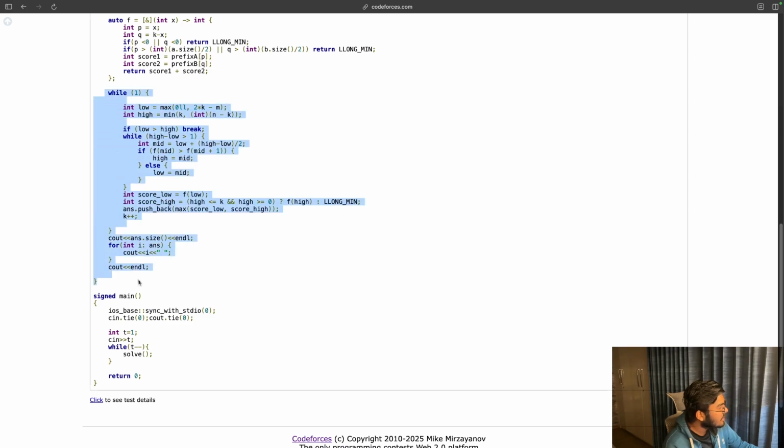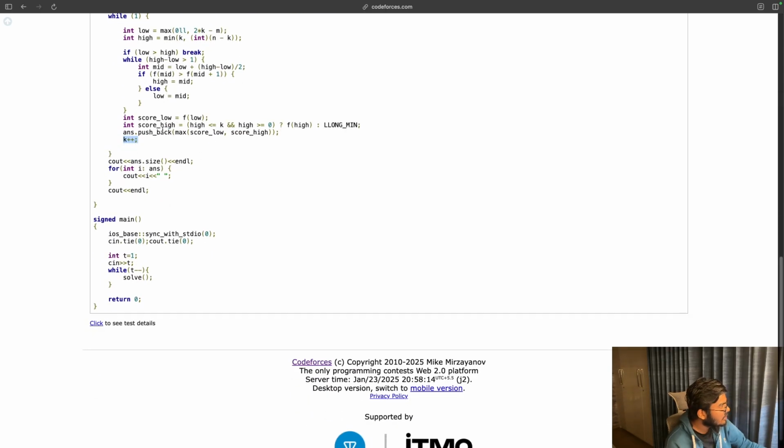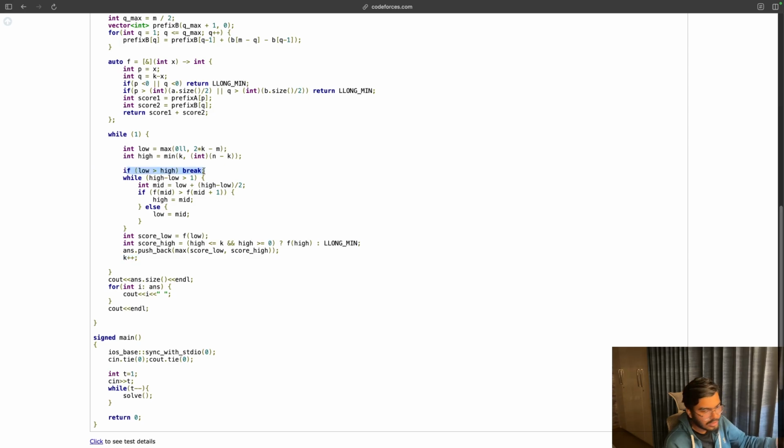And this is the template simply for the ternary search, from here to here. So this is the maximum value 2k minus m, and this is the minimum value, and just try to do a ternary search over this range, and generally the answer is in low plus 1. So score low and score high, and yeah, you can just push the maximum of these two scores. So that was the ternary search, and then just do a k plus plus. And whenever the low is greater than high, you can break out of this loop. So the size of the answer will be the number of k values, and you can just print it.